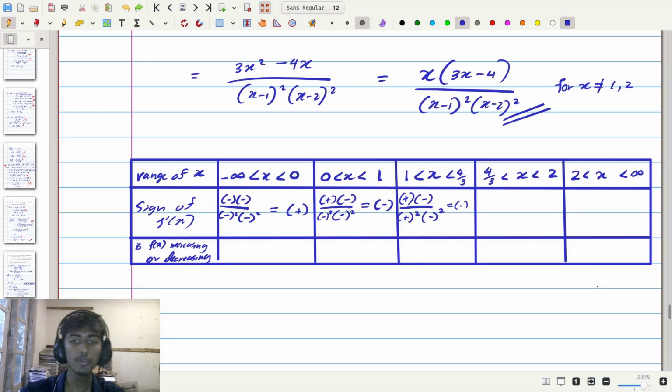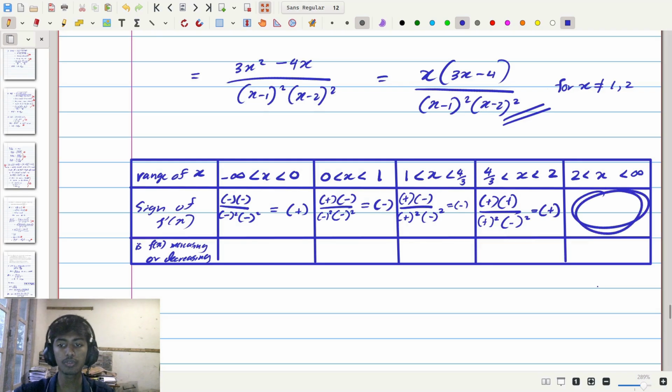Now, moving on from that, for the next range, if we consider x equals 4 over 3 and x equals 2, in between those two, 3x minus 4 is going to be positive. So therefore, we have a positive number in x, another positive value in 3x minus 4, divided by a positive value for x minus 1 squared and a negative value for x minus 2 also squared. Now this square is going to be positive, this is also positive, everything is positive, meaning the final answer is positive.